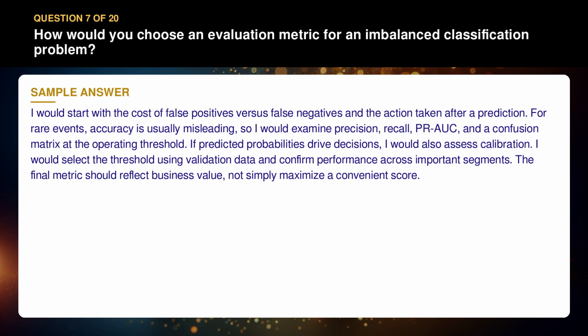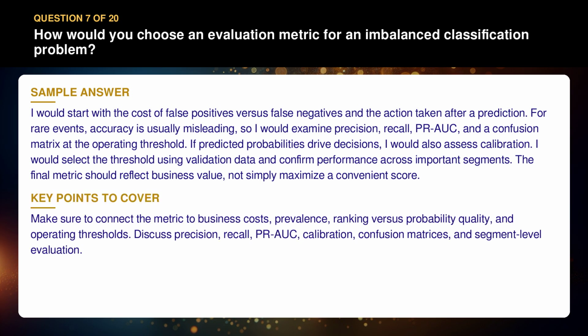I would select the threshold using validation data and confirm performance across important segments. The final metric should reflect business value, not simply maximize a convenient score. Make sure to connect the metric to business costs, prevalence, ranking versus probability quality, and operating thresholds. Discuss precision, recall, PRAUC, calibration, confusion matrices, and segment-level evaluation.